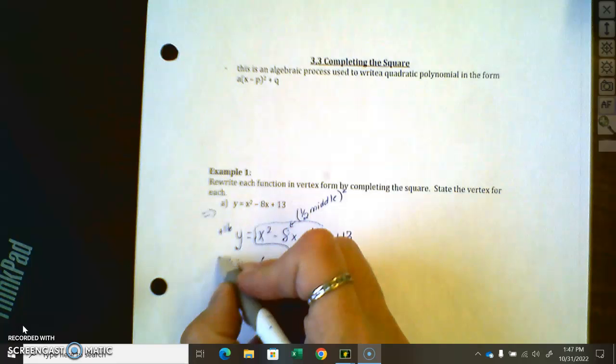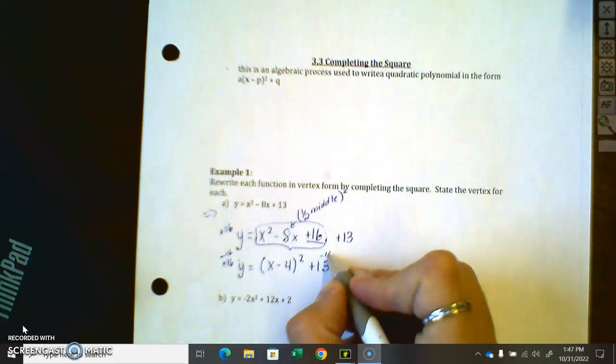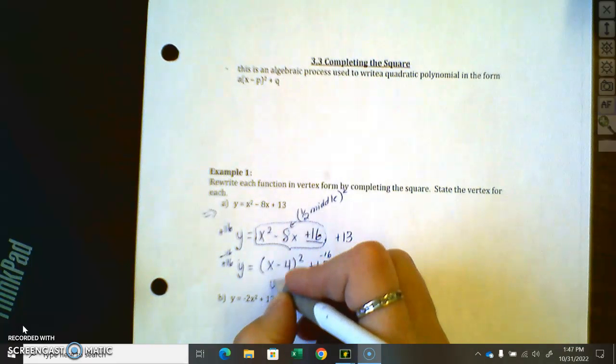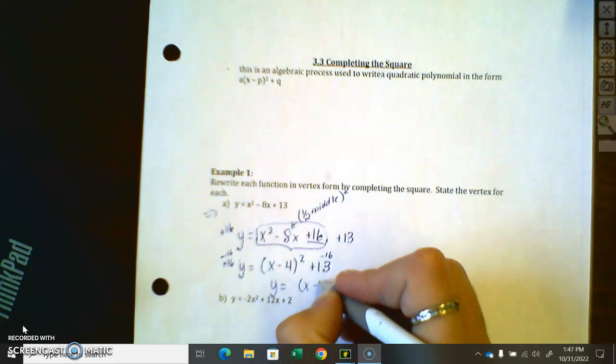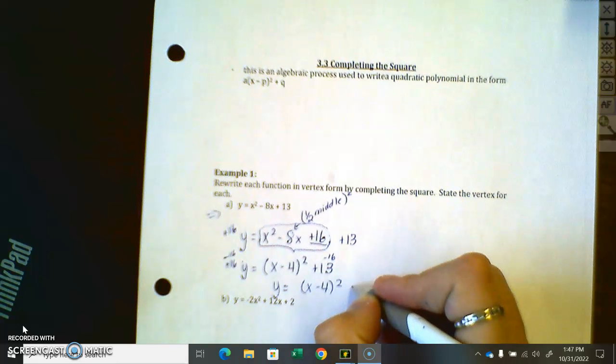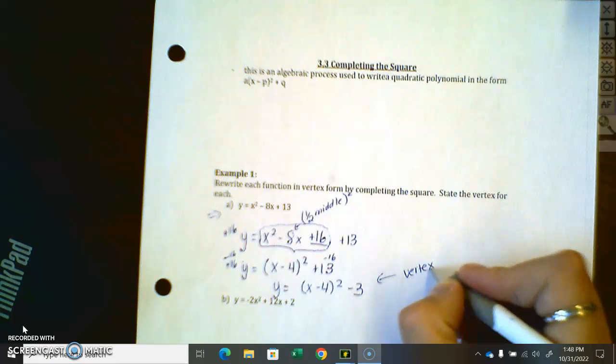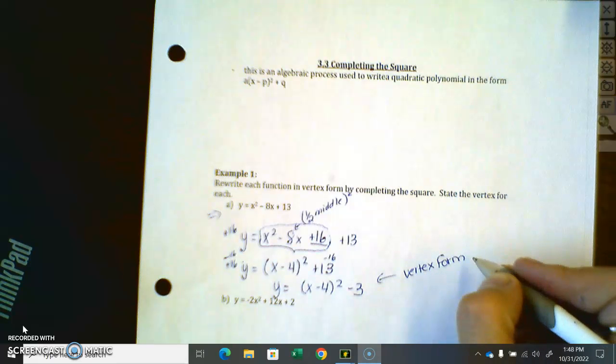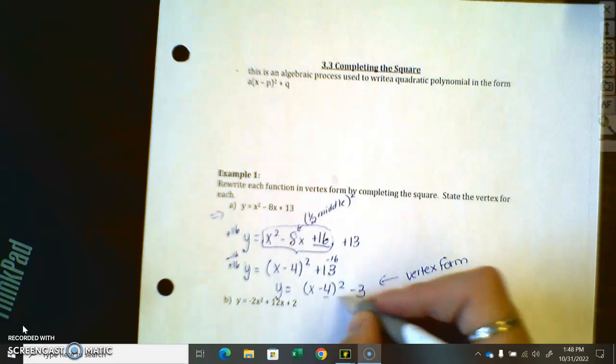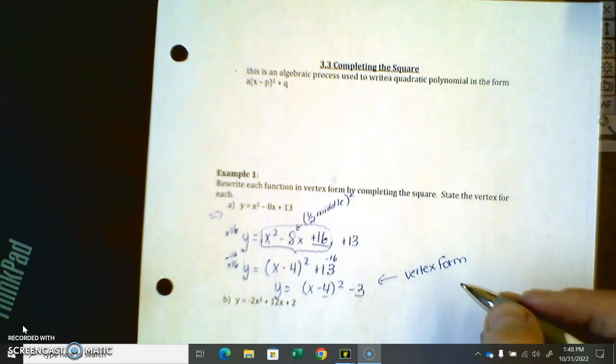Our last step is to subtract 16 over to this other side. So we end up with y equals x minus 4 squared, and 13 minus 16 is minus 3. This is now in vertex form. We took it from standard form to vertex form. This is our vertex, and we'd be able to graph this.